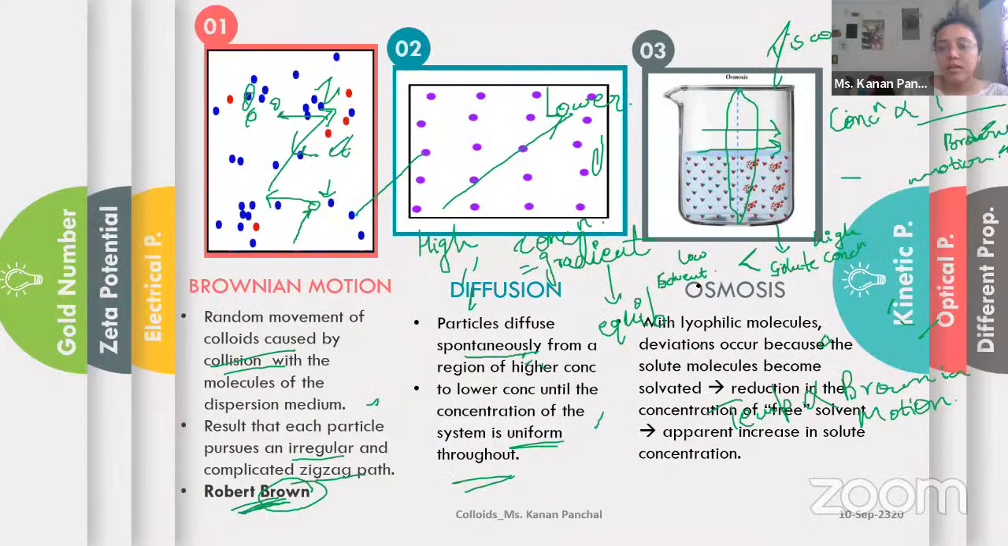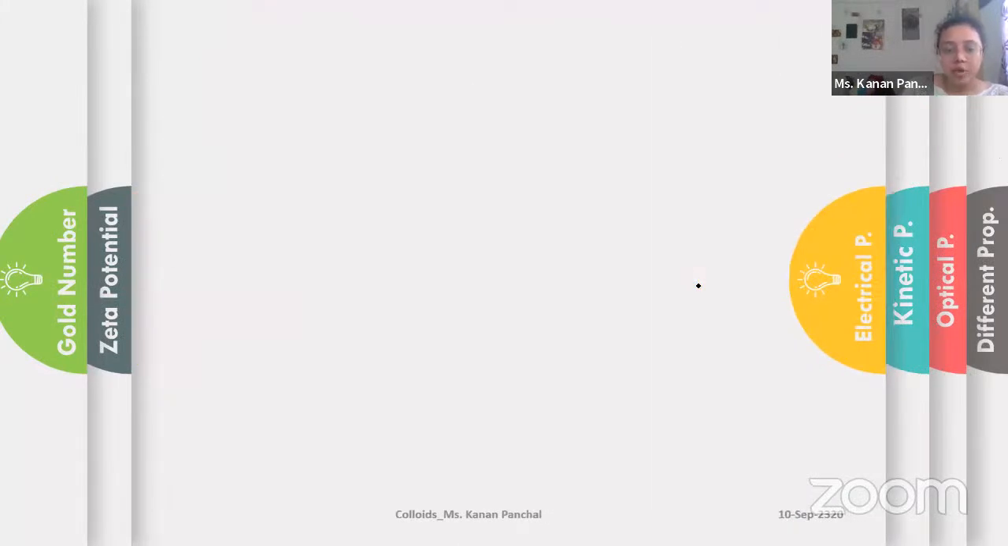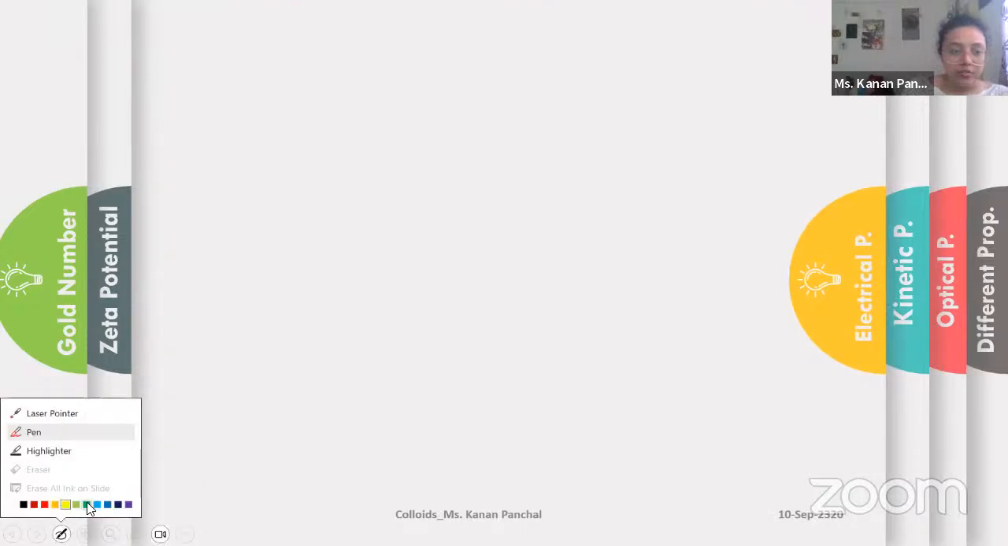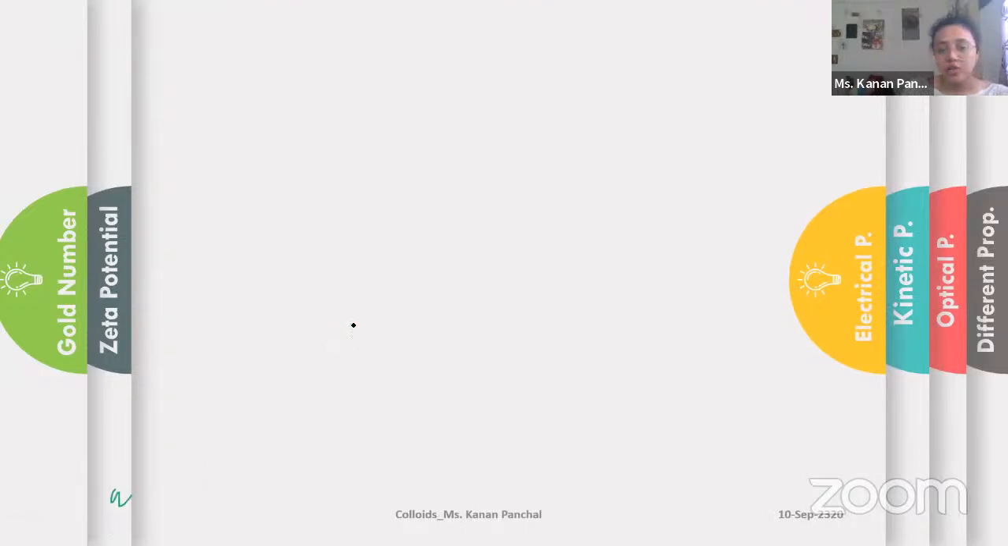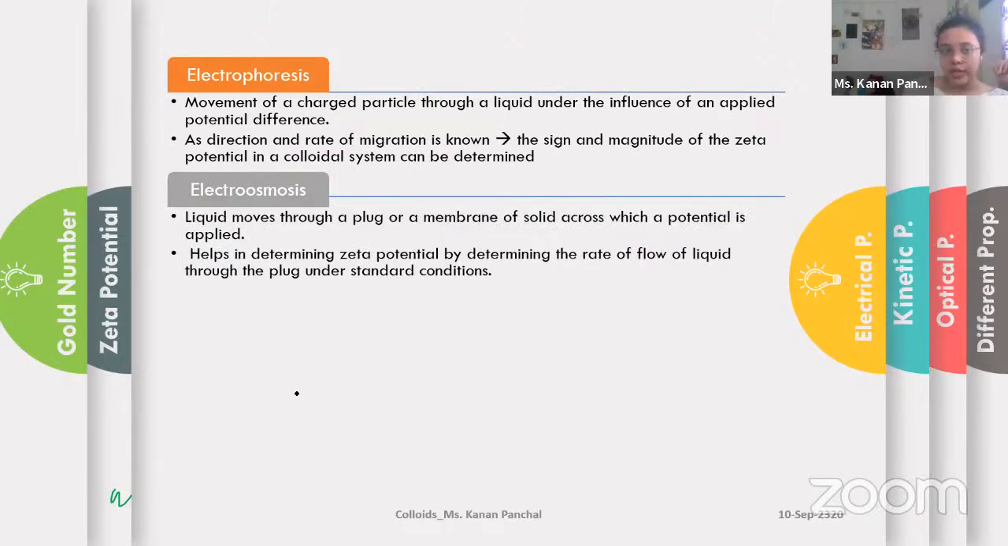So these were about the kinetic properties. Then moving to electrical properties. Colloids usually have charge. Mostly they have a lot of charge on their surface. So because of that, it's crucial to understand their electrical properties. So the first property is electrophoresis, or uska bhai bandhu is electroosmosis. We'll study these two together.